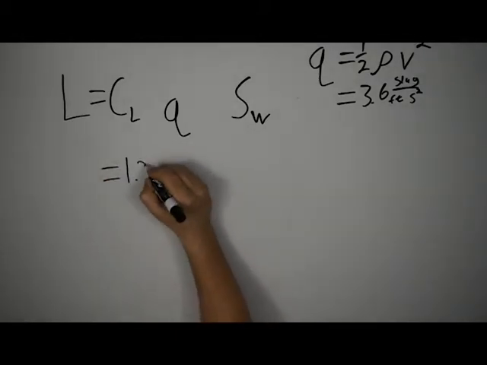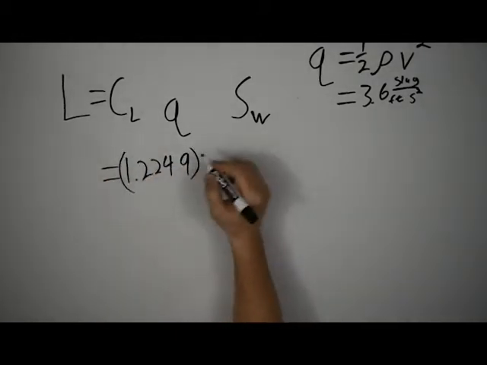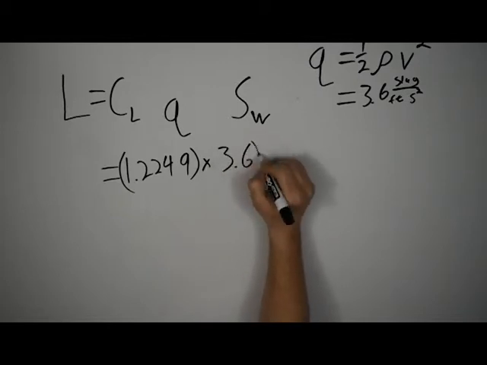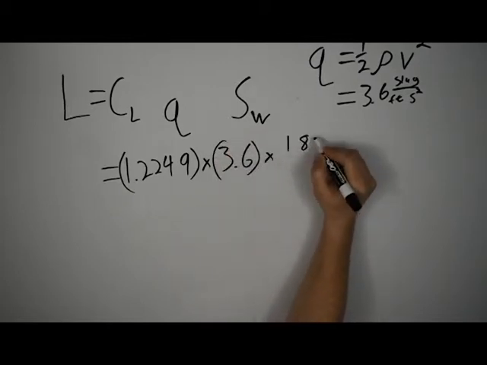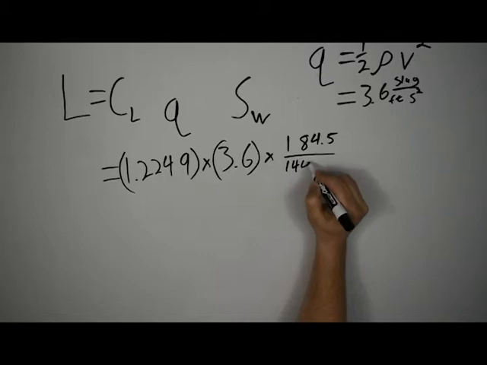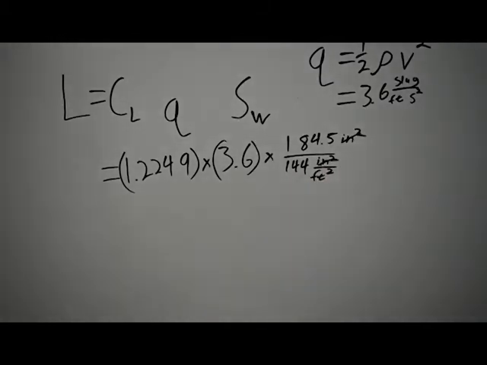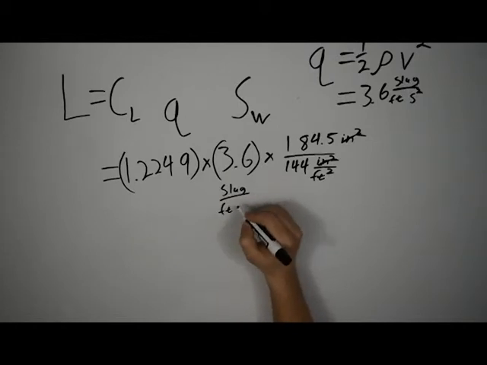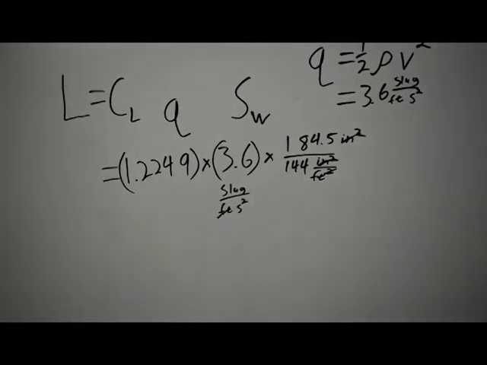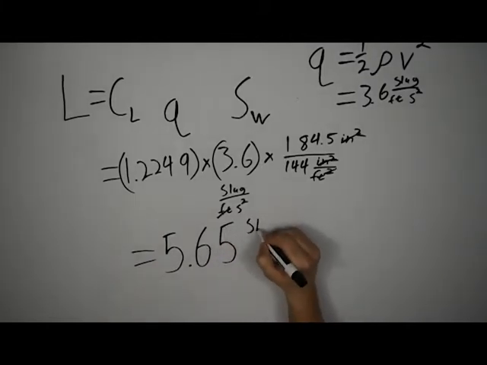We're going to multiply our coefficient of lift of 1.2249 times our Q of 3.6 times 184.5 inches squared. That we need to convert to feet, so we're going to divide by 144 inches per square foot. And we find that when we multiply everything together, we get 5.65 slug feet per second squared. That's not pounds.